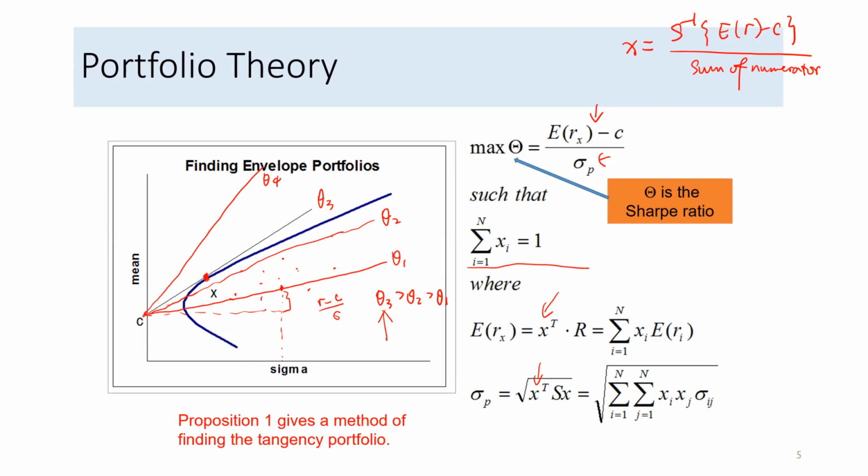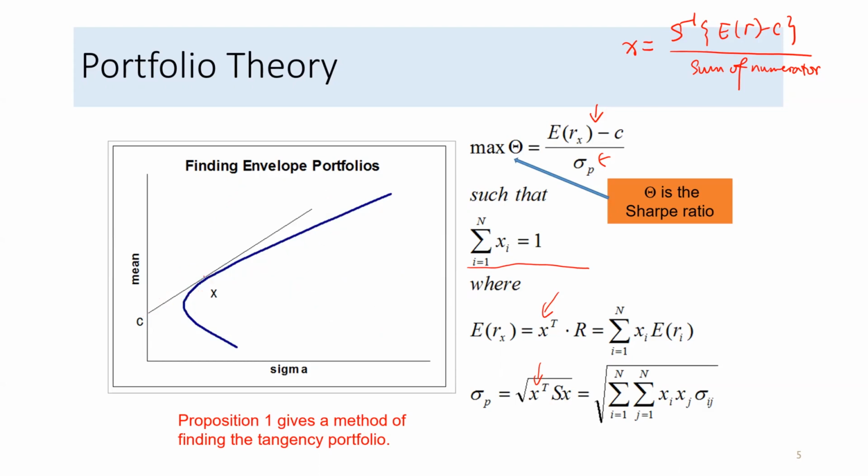Now we can change the C. The current C is here, and we can have a new C, and its tangency portfolio will be here. So therefore, we'll find a portfolio. Let's say this is portfolio 1, and we'll find portfolio 2. Okay, and we can have another C here, and the tangency portfolio is here. We say P3.